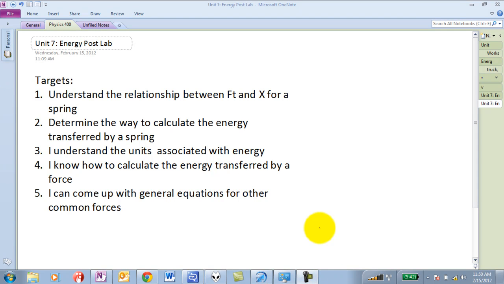So as you can see, we have the learning targets up here. This is all coming back from our spring lab that we also did. As we go through this, you'll see that I'll always come back to these 5 learning targets. My plan is to try to get through the first 4 today, and number 5 will be homework, coming up with the general equations for other common forces here.